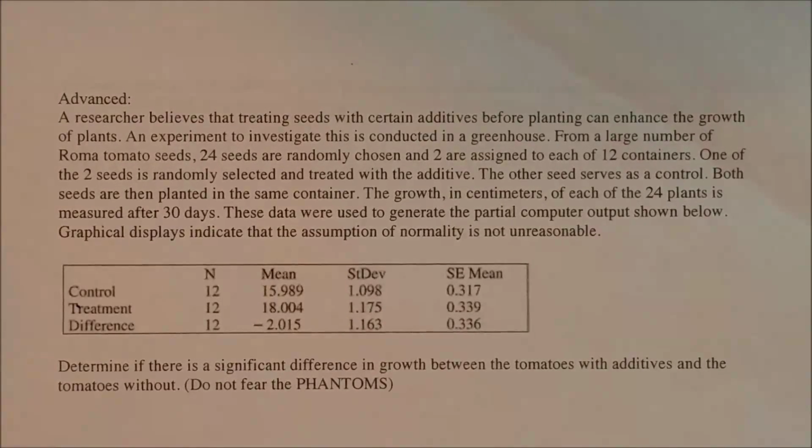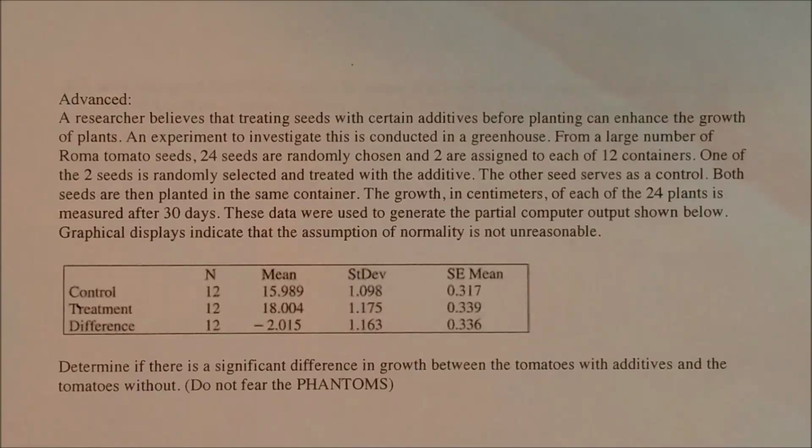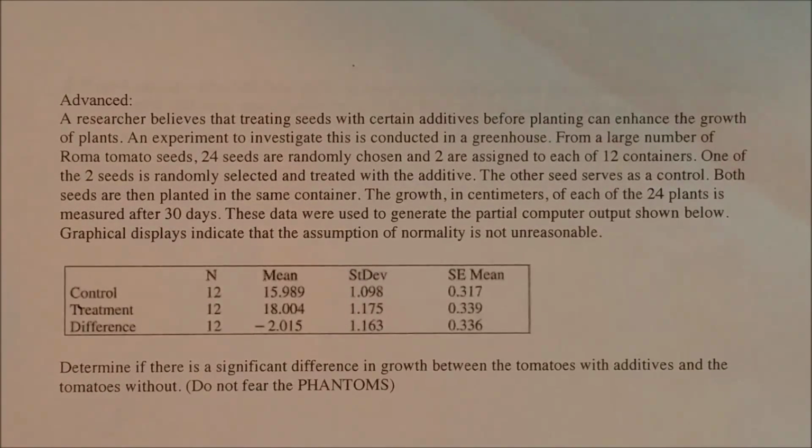The advanced problem on Quideo number 4 says, a researcher believes that treating seeds with certain additives before planting can enhance the growth of plants. An experiment to investigate this is conducted in a greenhouse. From a large number of Roma tomato seeds, 24 seeds are randomly chosen and 2 are assigned to each of 12 containers. One of the 2 seeds is randomly selected and treated with the additive.